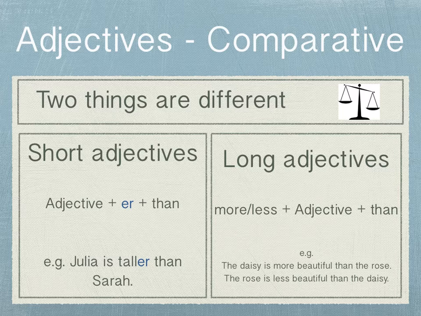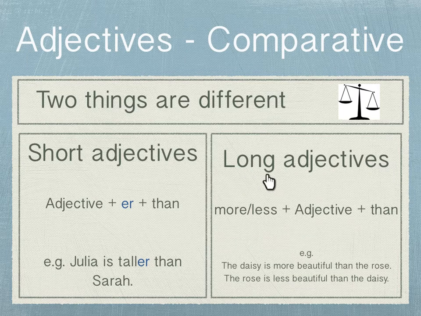When 2 things are different, we use comparatives to compare them, and we want to say that one of them has more or less of a quality than the other. For example, if the adjective is short, we need to add -er plus the word than. For example, Julia is taller than Sarah.